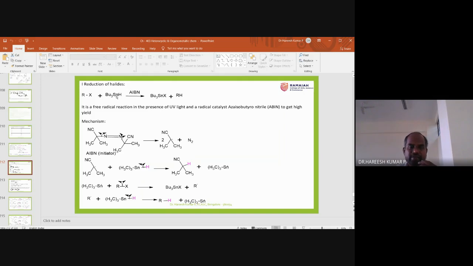So for this conversion, a reagent called TBTH is used. TBTH is nothing but tributyl tin hydride. It is a reducing agent. It will act as a source of H minus, that is hydride. But actually here we are not talking about H minus, because it follows a free radical reaction. So what is AIBN? AIBN is called azaisobutyronitrile.